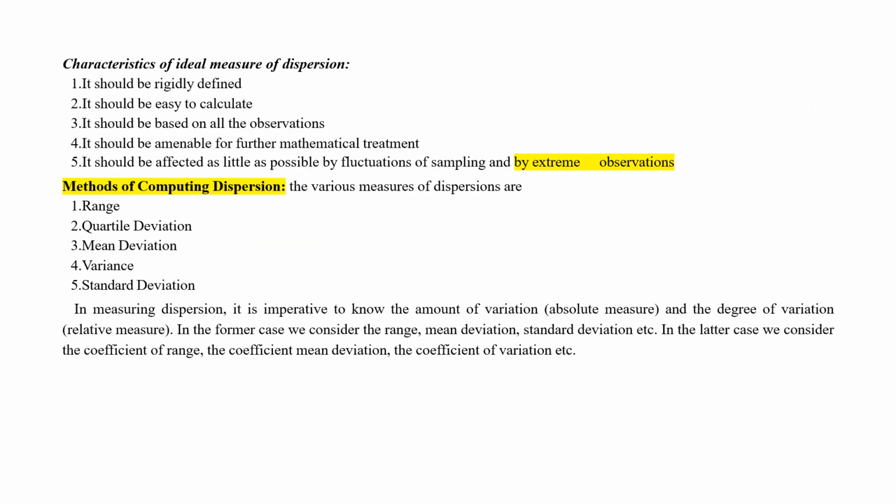So, the characteristics of an ideal measure of dispersion. What are the important characteristics? It is rigidly defined, and calculation is easy. It is based on all observations, considering all the observations. It should be amenable to further mathematical treatment. It should be affected as little as possible by fluctuations of sampling and extreme observations.